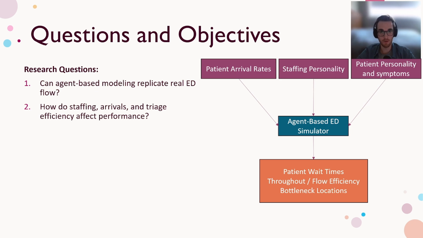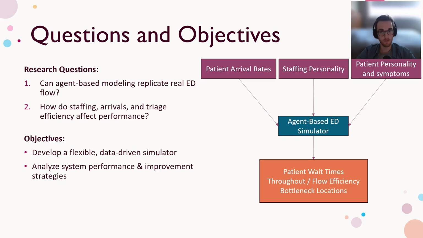Our project was guided by two main research questions. First, can the agent-based modeling framework effectively replicate the flow of patients and staff interactions in an emergency department environment? And second, how do factors such as staffing levels, patient arrival patterns, and triage efficiency influence system performance metrics like waiting time and throughput? We hypothesized that agent-based modeling would better represent real-world variability by simulating individual decision-making rather than relying on averages. Our key objectives were to develop a flexible, data-driven simulator and to use it as a tool for analyzing potential improvements to emergency department operations.